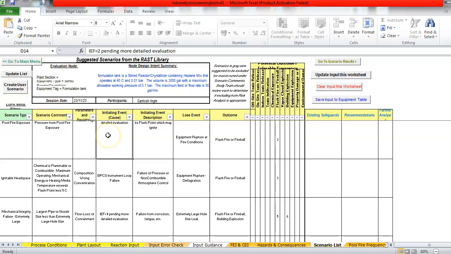Now, initiating event evolution. Here is the initiating event description: a flash point which may ignite. So the initiating event or accident can take place because of some ignition sources here. Loss event: what are the probable losses here? Equipment rupture at fire conditions. This can obviously take place, that is, rupture due to high temperature and pressure. Equipment rupture can take place.